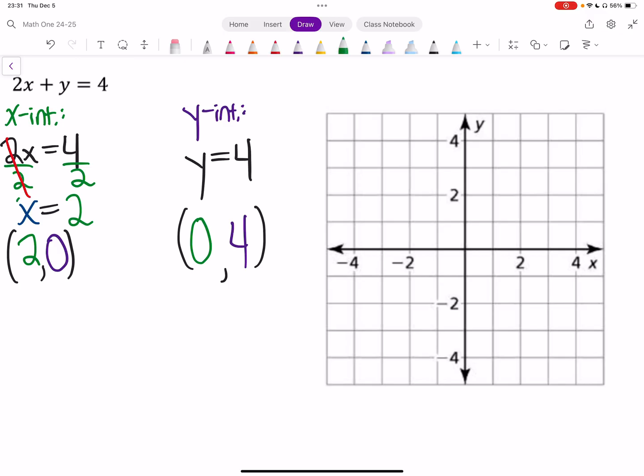The first one tells me that x is equal to 2, so I'm going to plot a point at positive 2 on the x-axis. The second equation tells me that y is equal to 4, so I'm going to plot a point on the y-axis at positive 4. Lastly, once we've plotted the intercepts, we may connect them with a straight line and draw arrows on the ends.